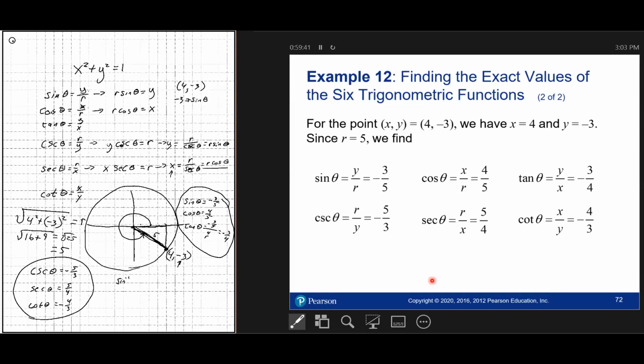Now the calculator might give you a negative angle because of where it is. If it gives you a negative angle, you just add that to 360, so you're subtracting, or to 2 pi if you're using radians.